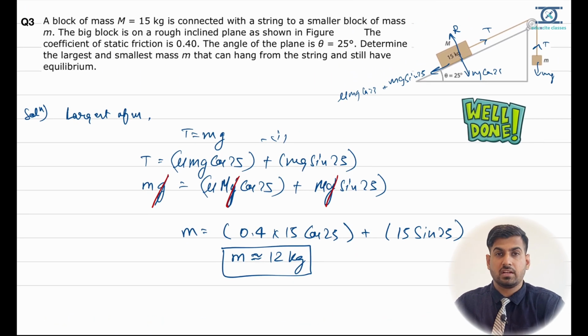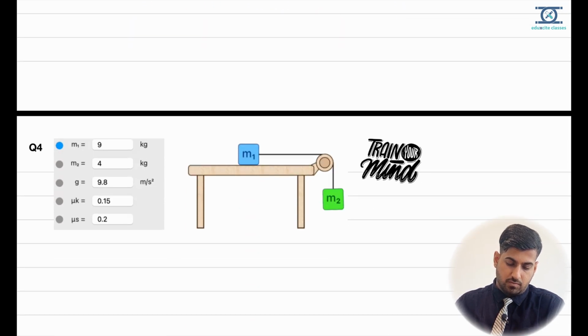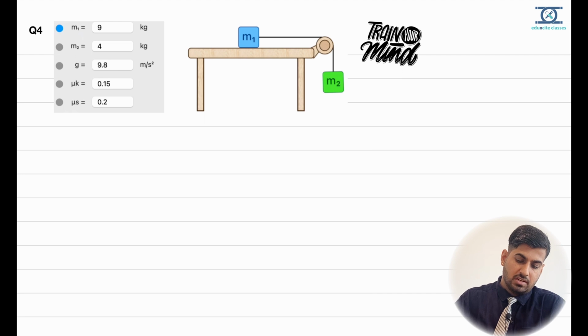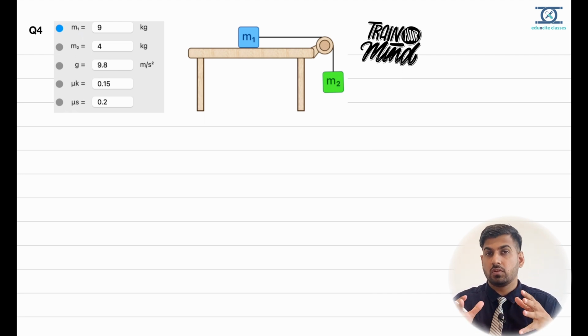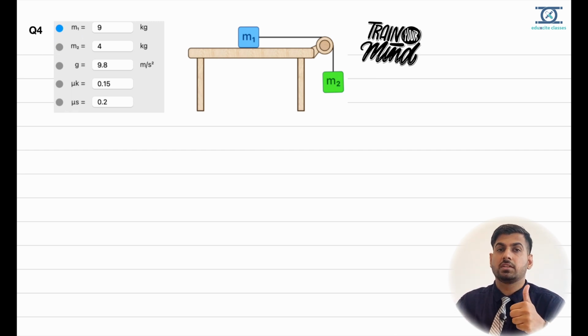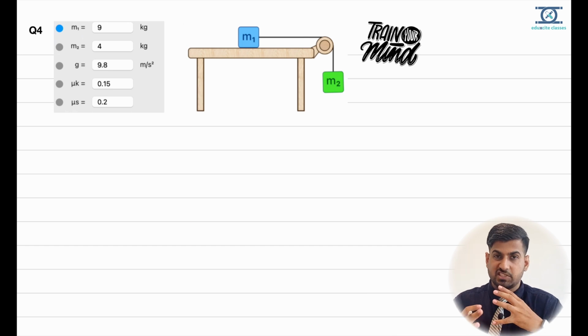I hope it is quite clear why we are using the static friction, because they are not moving as of now, but for the largest and smallest values, the direction of the friction will change, and accordingly your answer will be different for the small m. Okay. Now, question number 4. These are the different cases. If you have understood and are able to solve these types of problems, then you are sufficient in solving any other type of problem. So, I will just explain what the question is.